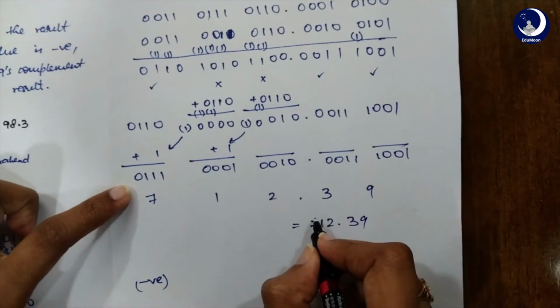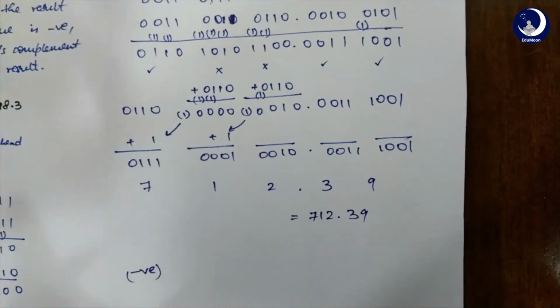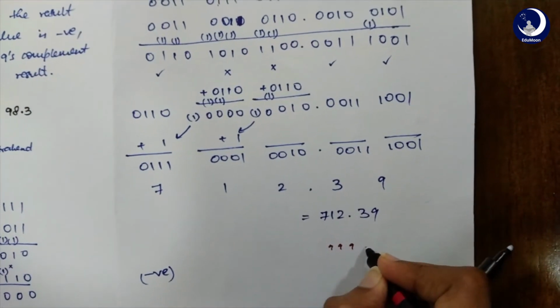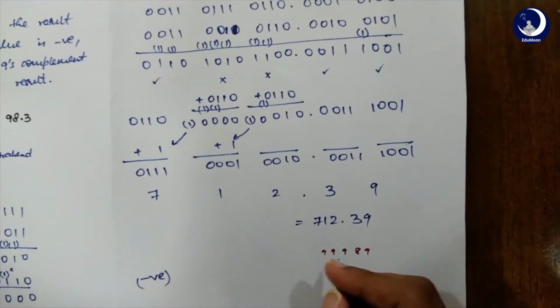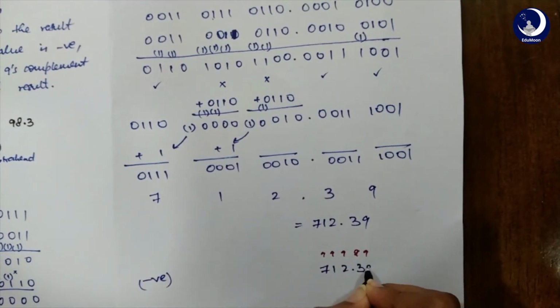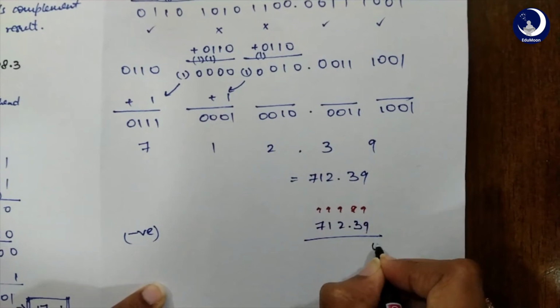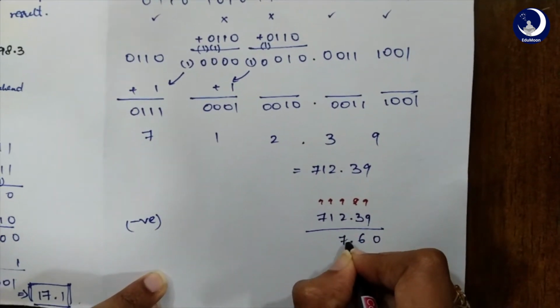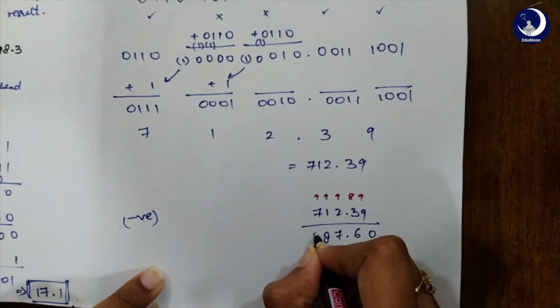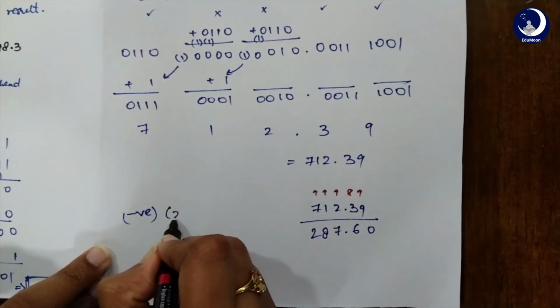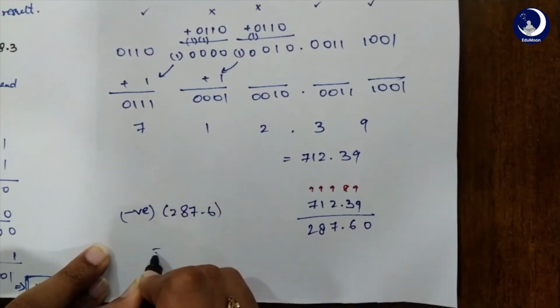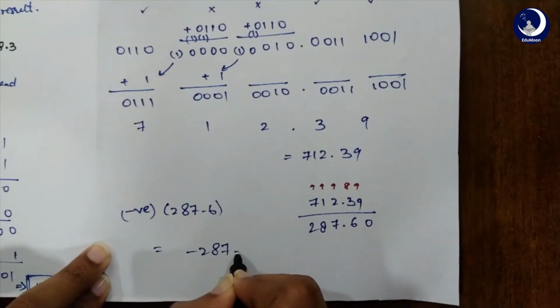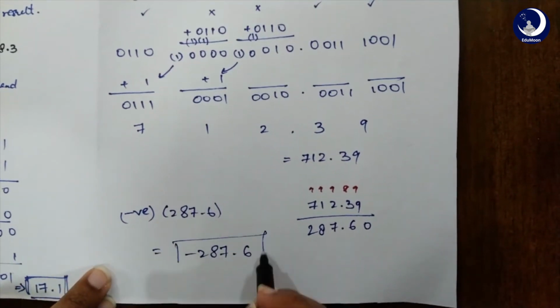Now, how to find the 9's complement for this one? I know you are very well aware of this. For 712.39, it is something like: 9 minus 9 is 0, 9 minus 3 is 6, dot, 9 minus 2 is 7, 9 minus 1 is 8, 9 minus 7 is 2. So your answer is negative of 287.6. So it is finally negative of 287.6. So this is your final answer.